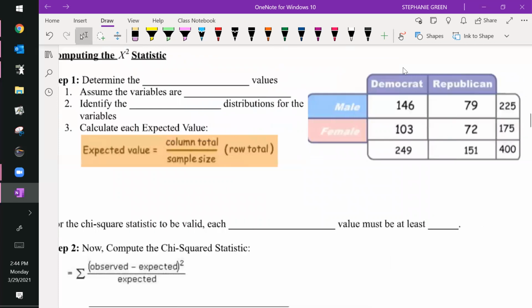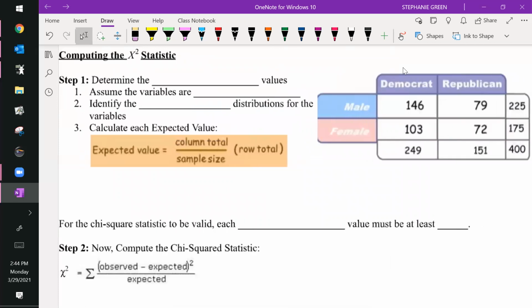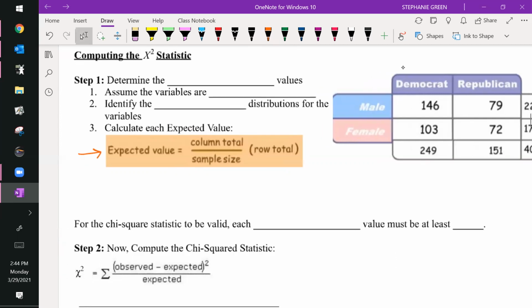So here's a step-by-step process for finding the expected value. And it's basically given to you in formula form right here. The expected value is always going to be equal to the column total divided by the full sample size, and then multiplied by the row total. So the first thing that we need is we need to find those marginal values, basically.